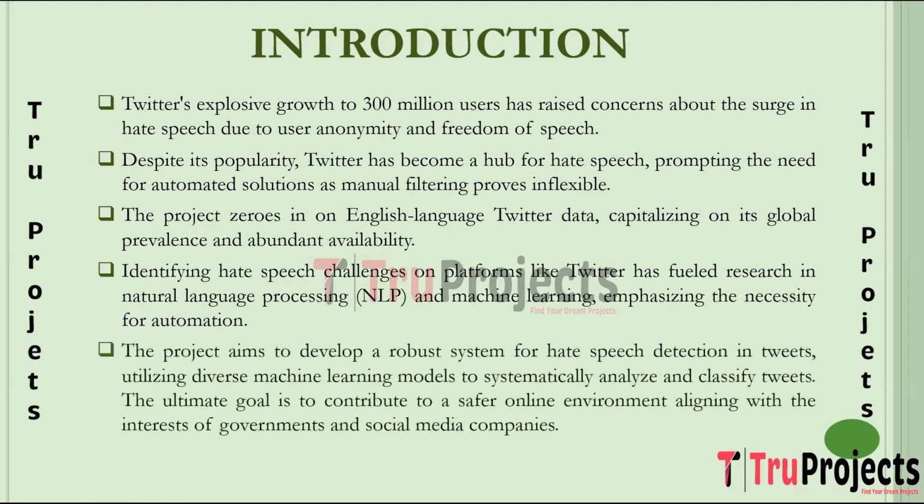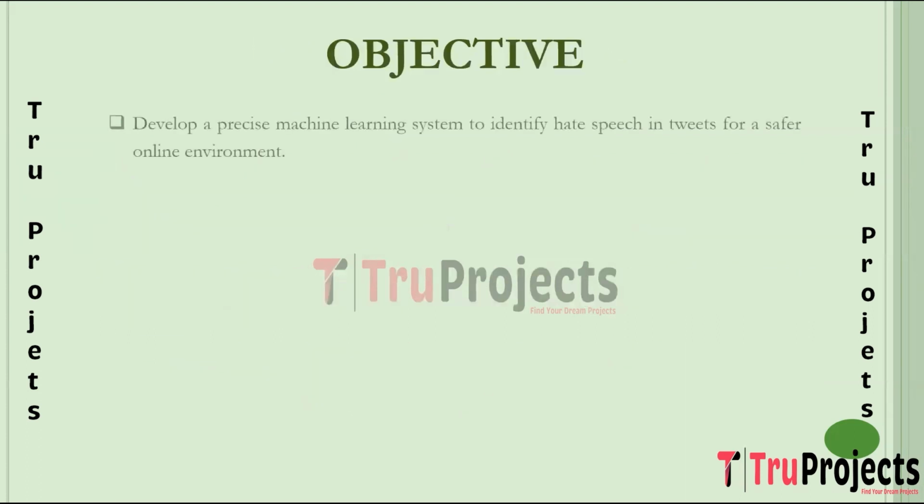The project's focus is to develop a robust system for detecting hate speech in tweets using a systematic approach. Leveraging a diverse set of machine learning and deep learning models, the system seeks to analyze and classify tweets as hate speech or non hateful. Objective of the project. The primary objective is to create a machine learning system that is capable of precise identification of hate speech within tweets. The aim is to contribute to the ongoing efforts aimed at minimizing online harassment and fostering a safer digital environment.